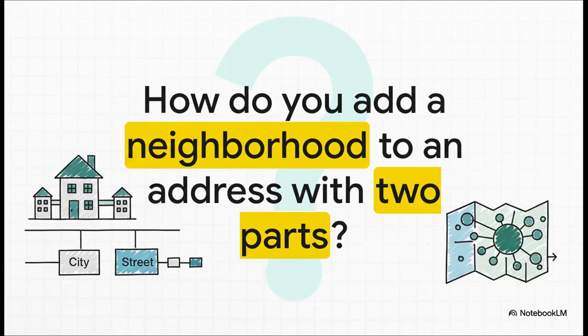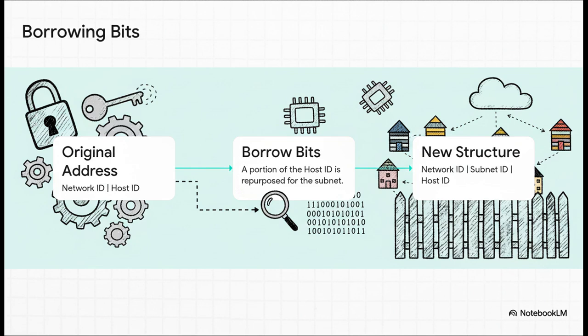But this brings up a pretty obvious question, right? If our IP address only has space for a city and a street, where does the information for this new neighborhood level even come from? I mean, how do you redraw the digital map to add this crucial extra layer? The magic happens by borrowing a few bits from the host ID. It's so clever. You take a small piece of the address that was originally just for identifying a specific device, and you repurpose it. That borrowed piece becomes the subnet ID, the neighborhood identifier. So your address structure transforms from two parts into three: network, subnet, and host.